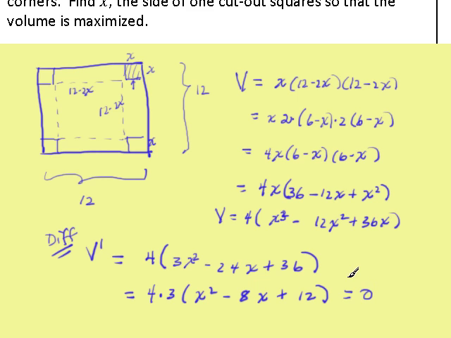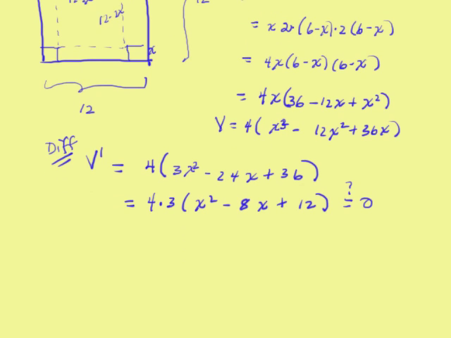And let's see, when is this equal to 0? Let's just factor this, and we have x minus 6 and x minus 2. So we have these two solutions, x equals 6 and x equals 2.